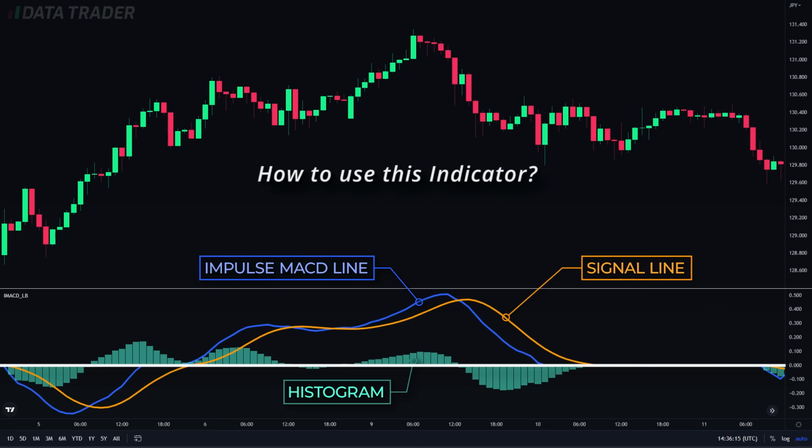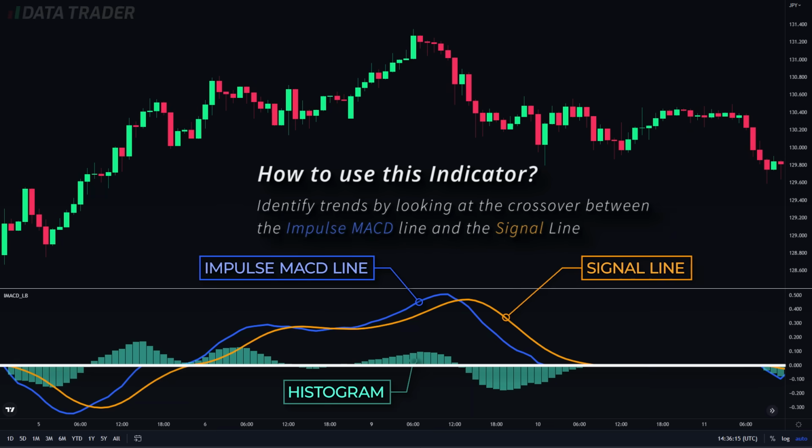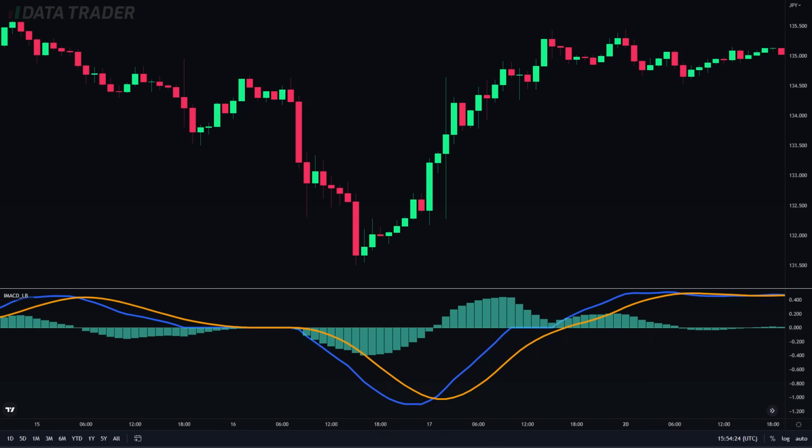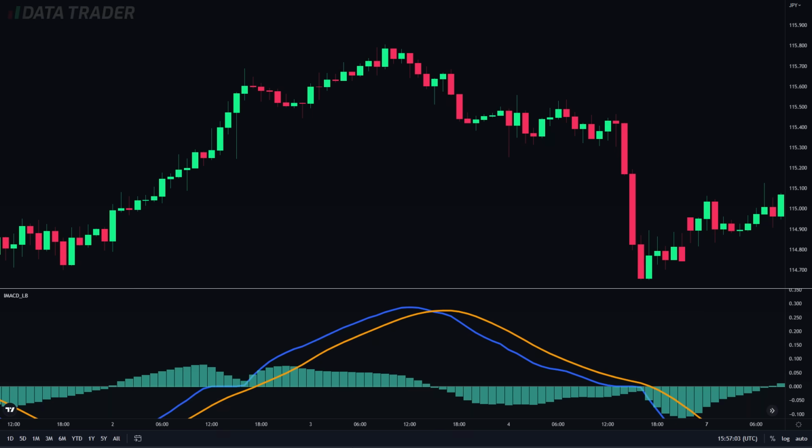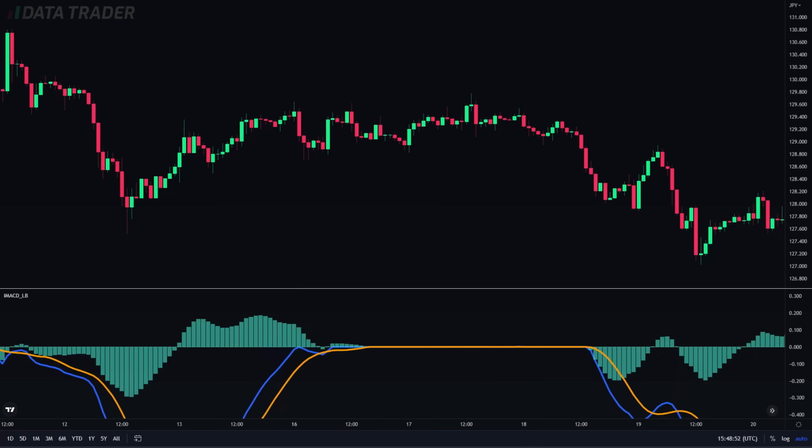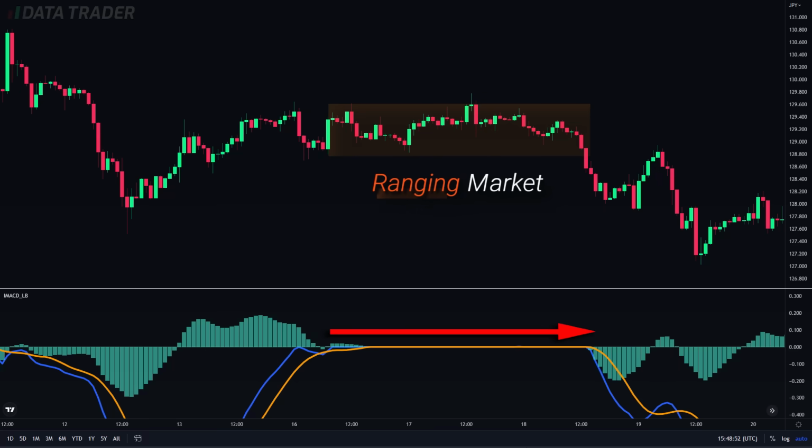Now, how do we use this indicator? So, very similar to the normal MACD, the way we identify trends on the market is by looking at the crossover between the Impulse MACD line and the signal line. If the Impulse MACD line crosses above the signal line, it indicates that the momentum is going upwards. And if the Impulse MACD line crosses below the signal line, it indicates that the momentum is going downwards. However, if the two lines go flat like this, it indicates that the market is ranging or moving sideways, and you should avoid taking any positions.